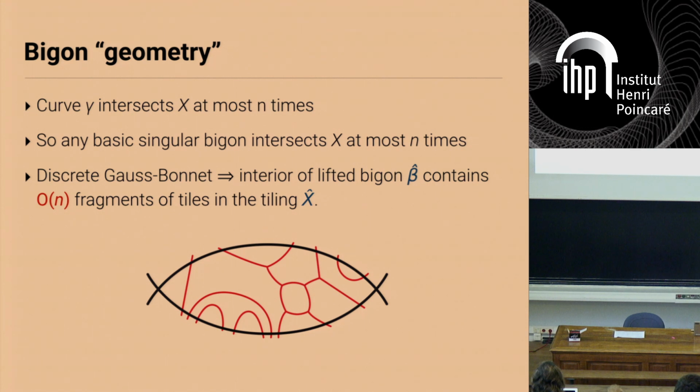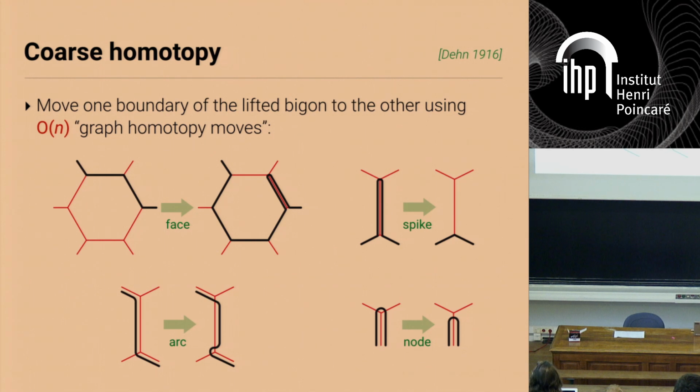Now, actually moving the top of the curve down to the bottom, we decompose that by looking at it at a couple of levels of detail. At the coarsest level of detail, we pretend to be Dehn. We use moves in the tiling, or in the fragments of the tiling, that resemble the original 1911 algorithm by Max Dehn for proving that loops are contractible or not. So we have moves in the tiling where we can move the curve that we're trying to translate across a face, or we can push it across an arc of the tiling.